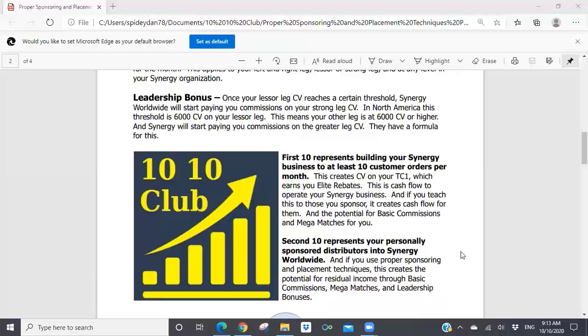Again, last week we looked at cash flow. Your customers create CV that goes onto your tracking center one. Once that CV is above 150, you start earning elite rebates, cash flow. We're going to come to part of this presentation where we're going to be looking at what does this look like in terms of organizational structure. The second 10 of the 1010 Club represents those people that you've personally sponsored into Synergy Worldwide.